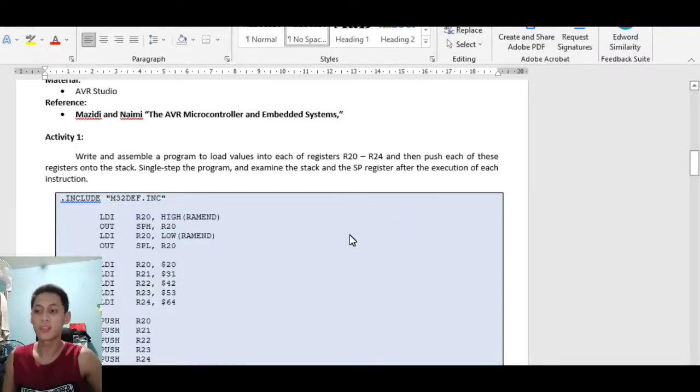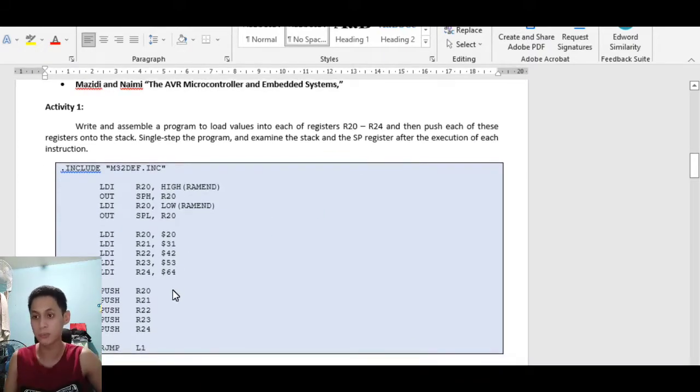Day, and I am here today to discuss stacks. Our activity 1 was to write and assemble a program to load values into each of the registers R20 to R24, then push each of these registers onto the stack. Single step the program and examine the stack and the SP register after the execution of each instruction. We are given the code here and we will just execute it in the ABR.